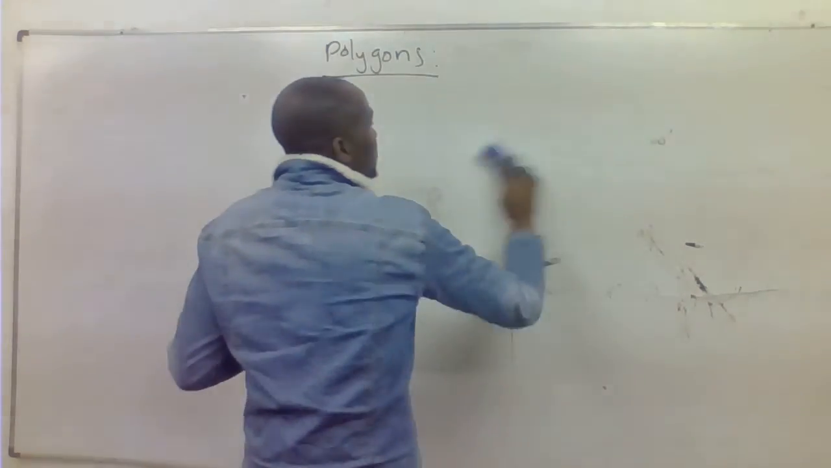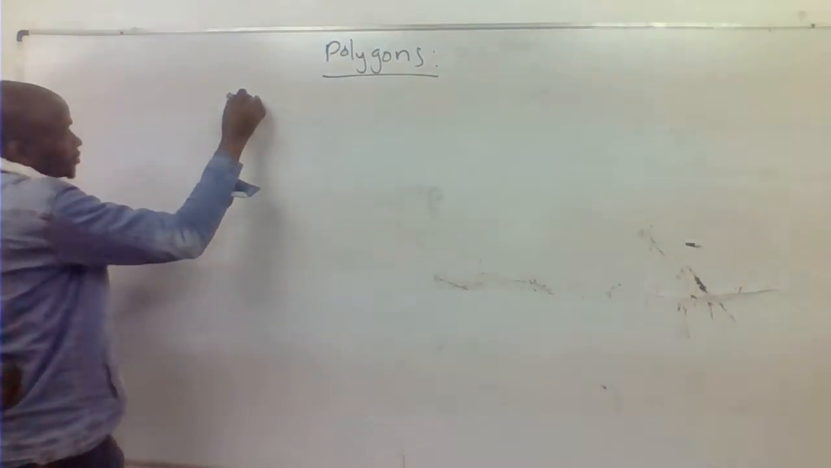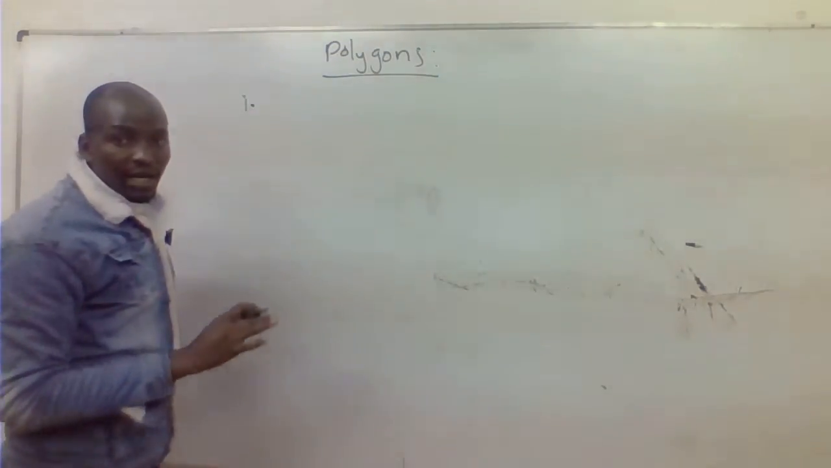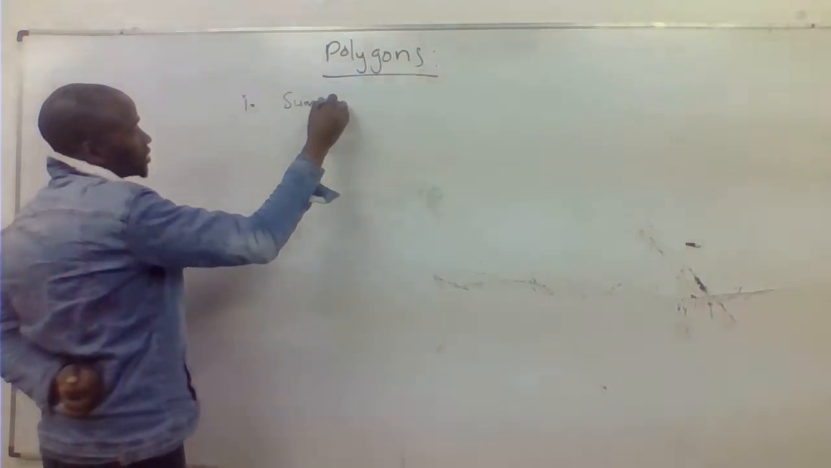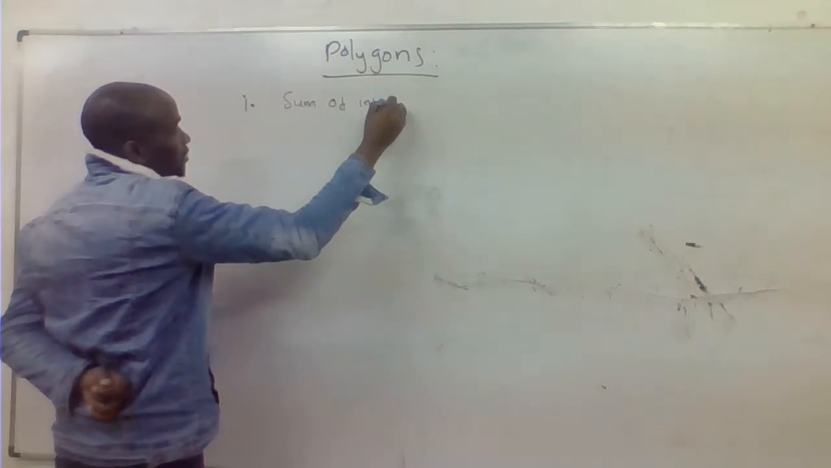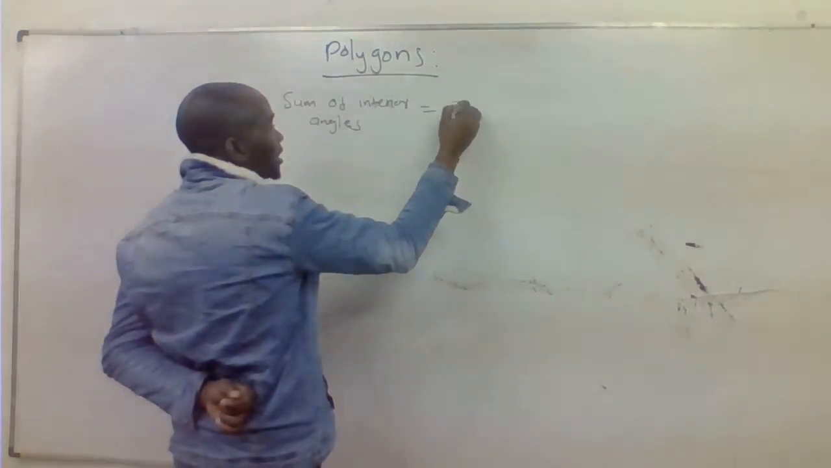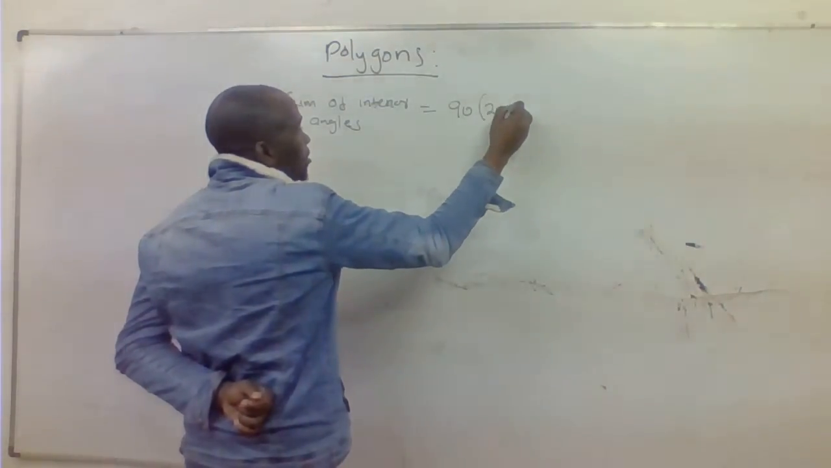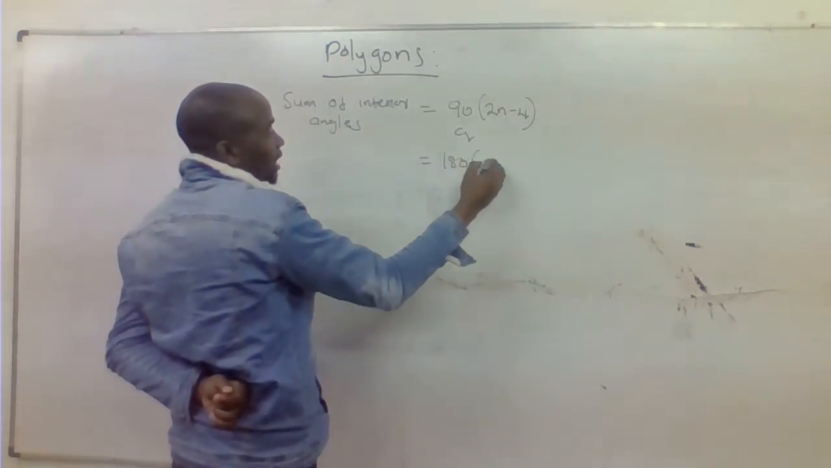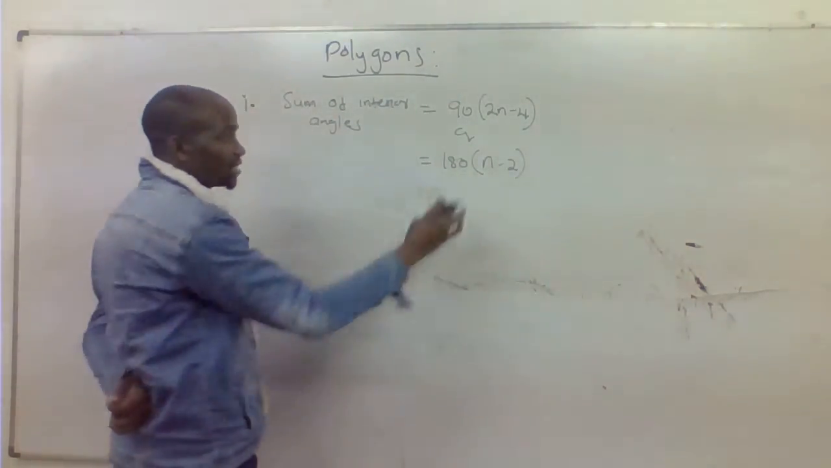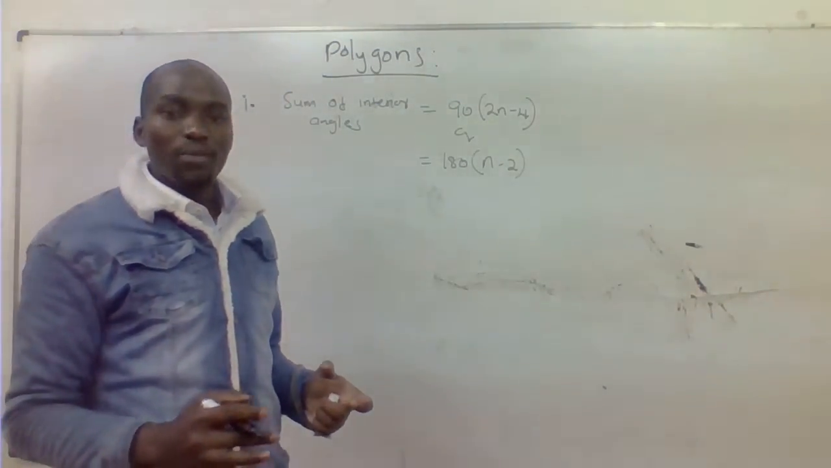I'm going to start with the first key point. Number 1, what you need to know to solve any question on polygons: you need to know how to find the sum of interior angles. We have said this one is gotten by 90 into bracket 2n minus 4, or it can also be gotten by 180 bracket n minus 2. We have said n minus 2 represents the number of triangles inside a given polygon.